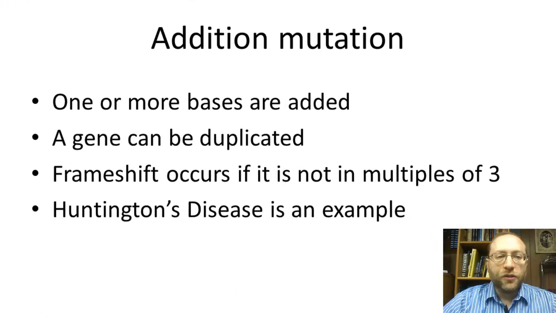Also, you have addition mutations, and for this, it's the opposite of a deletion mutation, where instead of bases being deleted or removed, they are added. A gene can also be duplicated. An advantage to that, if the population has 2 copies of a gene, then one gene is free to mutate and turn into a whole new gene. You can get frame shifts with this if it's not multiples of 3. Huntington's disease is an example of an addition mutation.